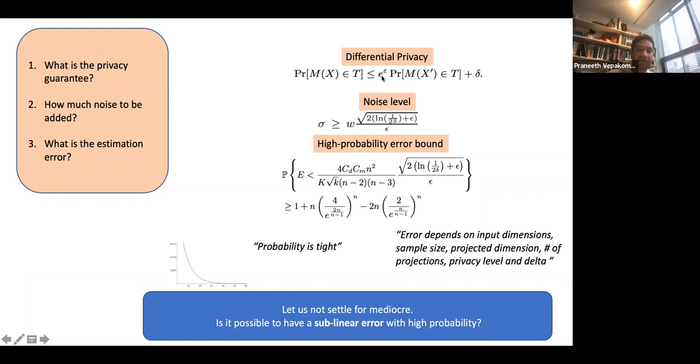So e to the power of epsilon is a very small number because epsilon is going to be less than one. So it's a very small number. And delta is a kind of a slack factor. It's another small number that says when the privacy doesn't hold. So typically your delta has to be very small. So this is the definition of differential privacy.